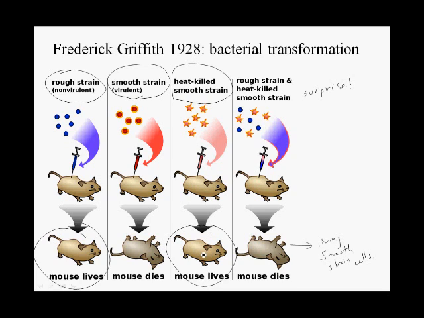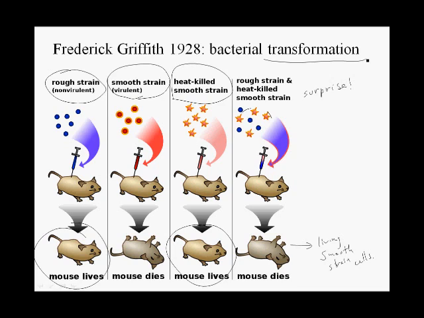So in every case, if he injected only the heat-killed smooth strain cells, the mice lived. In every case, if he injected just the rough strain cells, the mice lived. But when he injected the mixture, very frequently the mice died. So he came to the conclusion that somehow in this mixing process, we had a conversion of rough strain cells to smooth strain cells. And this is what he called transformation.